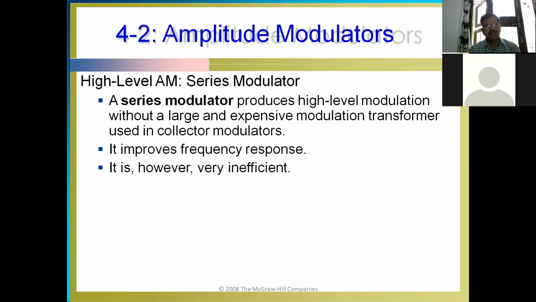Next, high level AM is the series modulator. This is the second type of modulator for high level AM. A series modulator produces high level modulation without a large and expensive modulation transformer used in collector modulators.